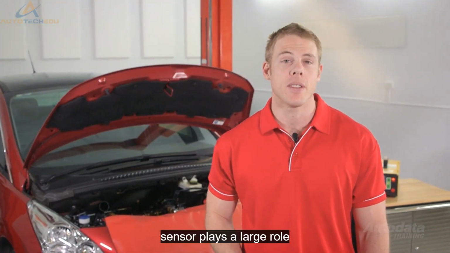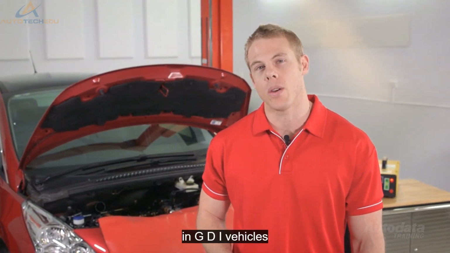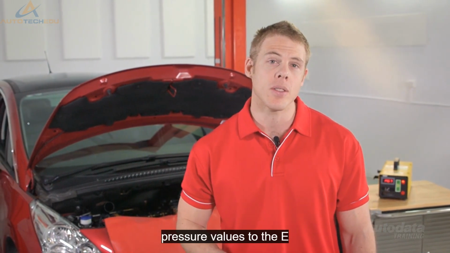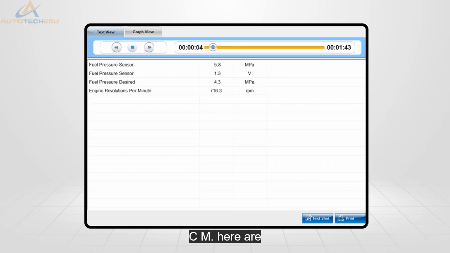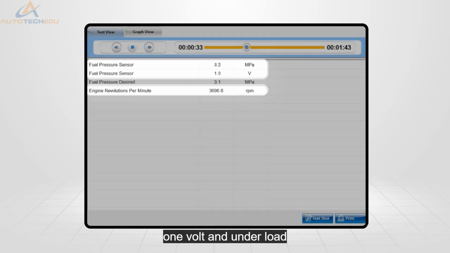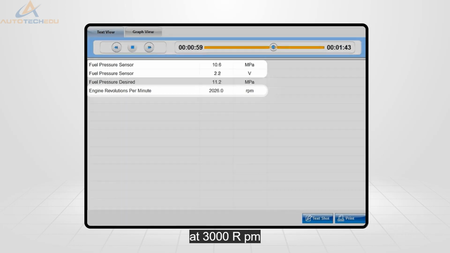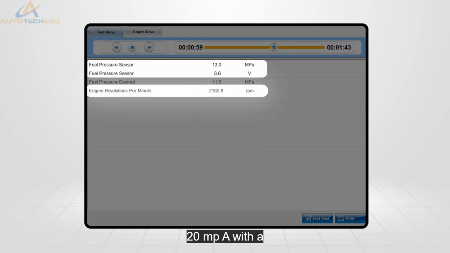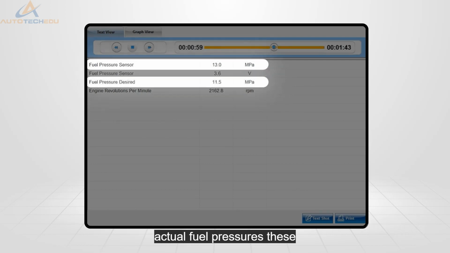The fuel rail pressure sensor plays a large role in GDI vehicles. It sends the rail pressure values to the ECM. Here are some typical fuel pressure readings for a smaller capacity GDI engine. At idle, the actual pressure is around 3 megapascals at 1 volt, and under load at 3000 RPM, the rail pressure sits at 20 MPa with a voltage reading of 3.6 volts. When diagnosing a fuel-related fault, look at the desired and actual fuel pressures. These should be nearly identical.